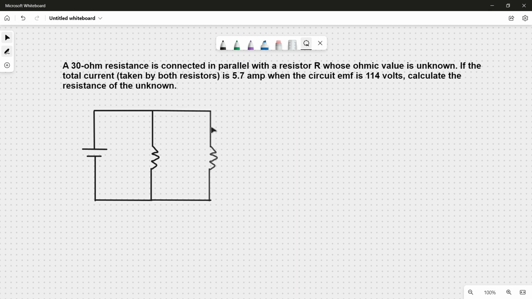We have two resistors connected in parallel. Let's call the first resistor R1, which has a resistance of 30 ohms, and R2, which has an unknown value. The total current IT flowing through the circuit is 5.7 amps, and the voltage EMF is given by 114 volts.